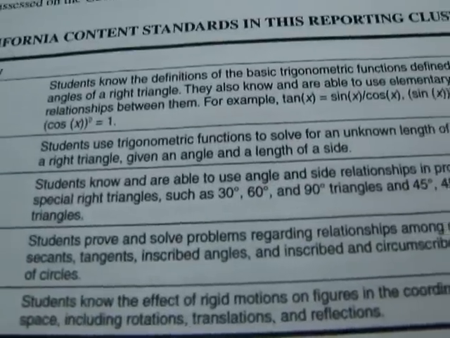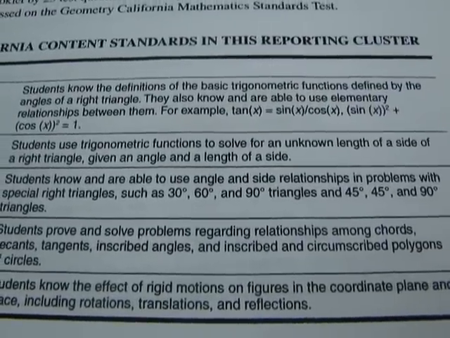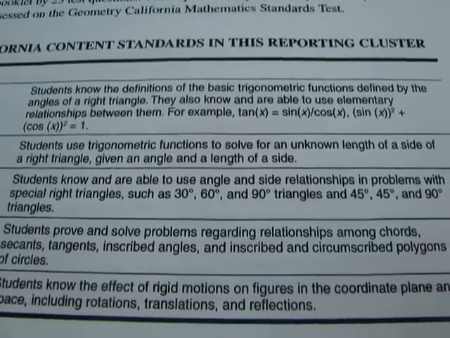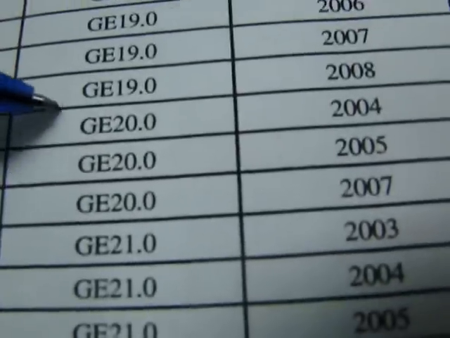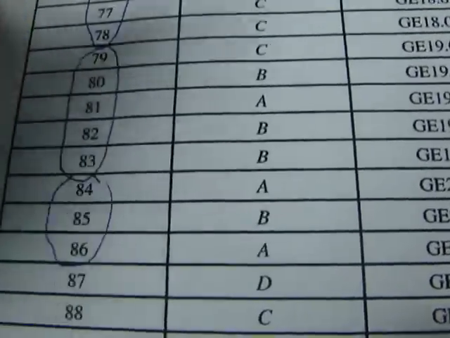Hi, and welcome to Standard 20. Standard 20 is about special right triangles. Those are pretty fun. That's the 45, 45, 90 and the 30, 60, 90. Let's read the standard. Standard 20 says, students know and are able to use angle and side relationships in problems with special right triangles, such as 30, 60, 90 triangles and 45, 45, 90 triangles. Okay, so there we go. This is Standard 20, these problems right here, 84 through 86.